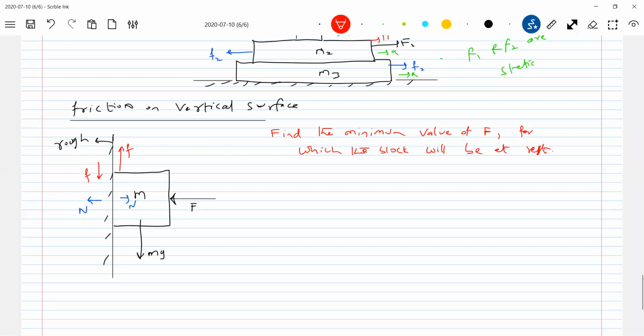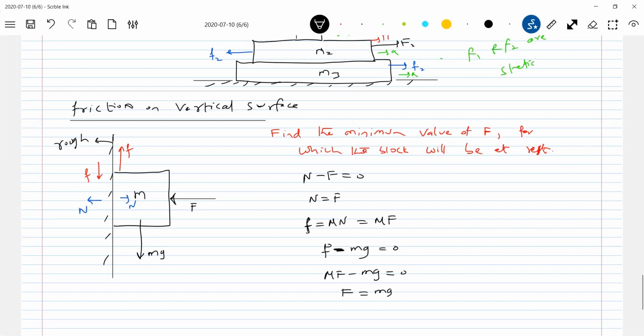And then we'll provide normal contact. The normal contact is given by N minus F equals 0. So N equal to F. Then for the friction to balance, f is equal to mu N. So this will be mu F. Then the friction should balance mg for equilibrium. So this will be mu F minus mg equals 0. So what is F equal to? mg by mu. I'll call this the minimum.